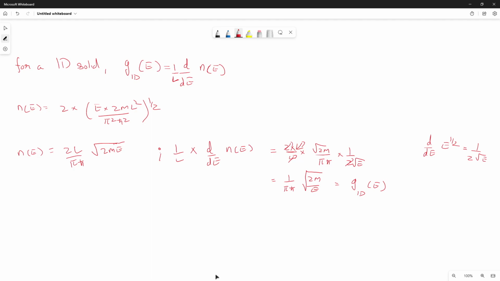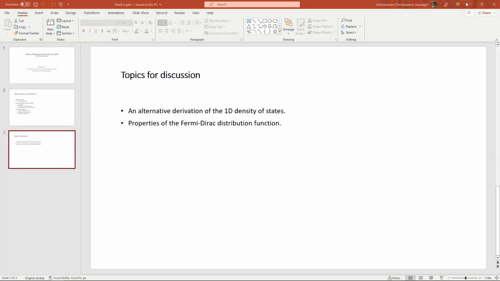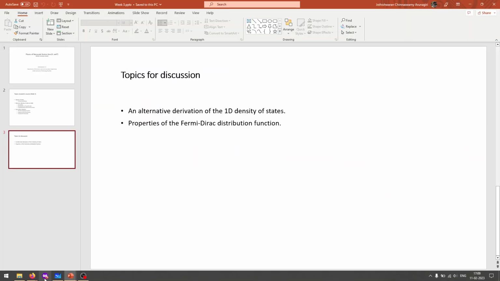So with this, we will stop today's discussion. As you can see, we have done at least the derivation of one form of density of states. So I will stop my presentation with this.